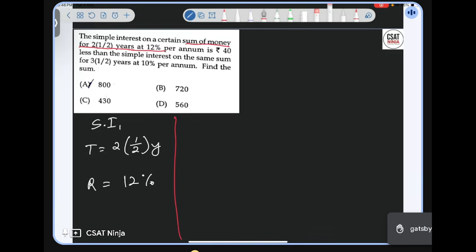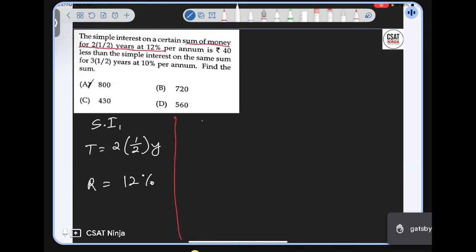Let us read the question once. The simple interest on a certain sum of money for 2.5 years at 12% per annum is 40 less than the simple interest on the same sum for 3.5 years at 10% per annum. Find the sum. Okay. Even though it's removed, it's not removed from NPSC. So I'm discussing this one from the NPSC point of view as well, since NPSC is approaching.